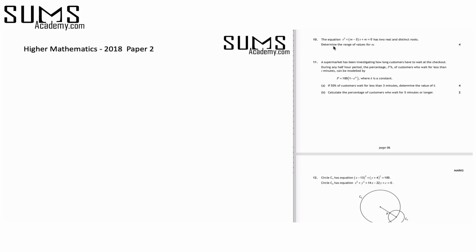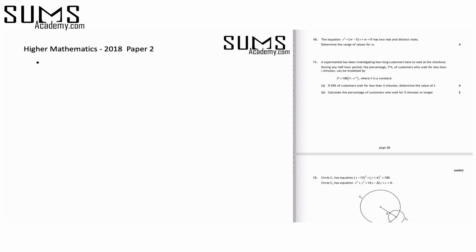Question 10. The equation x squared plus (m minus 3)x plus m equals 0 has two real and distinct roots. Determine the range of values for m. So when you see the statement here, real and distinct roots, you should be thinking about the discriminant.